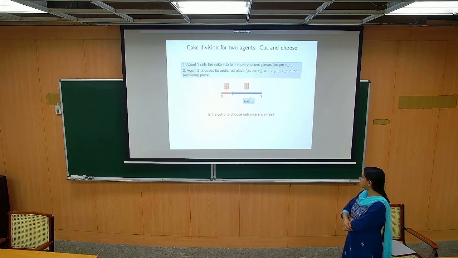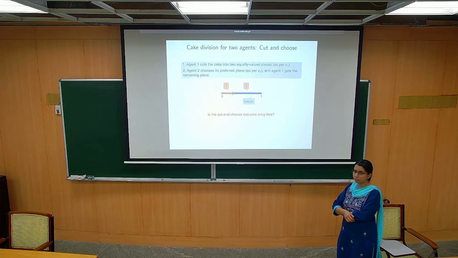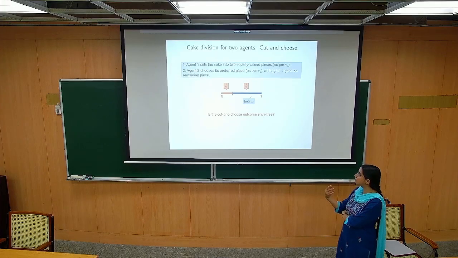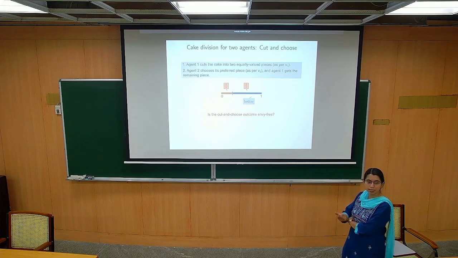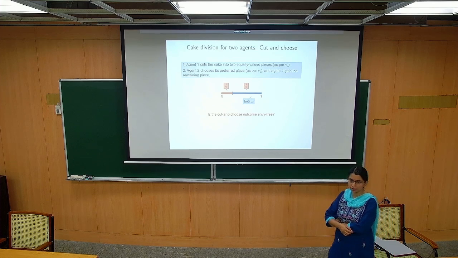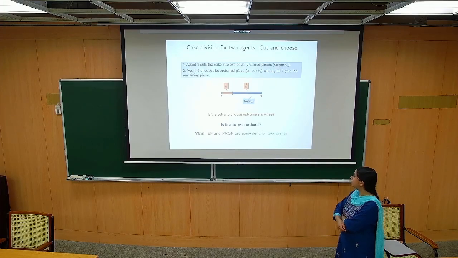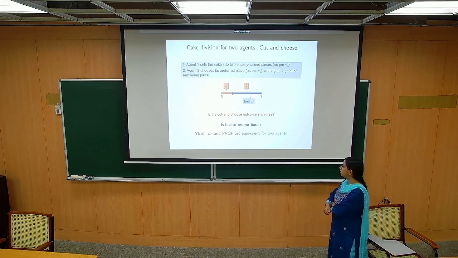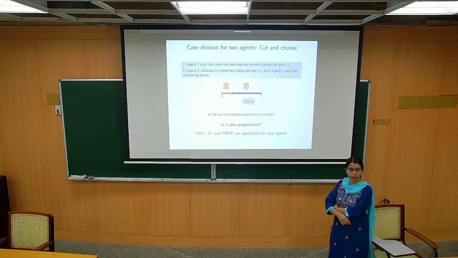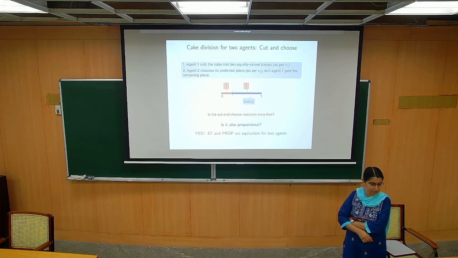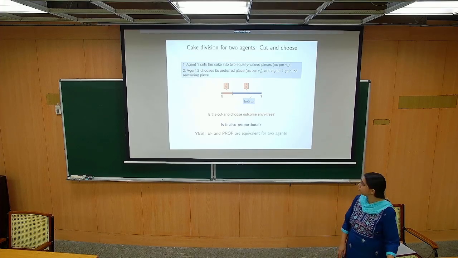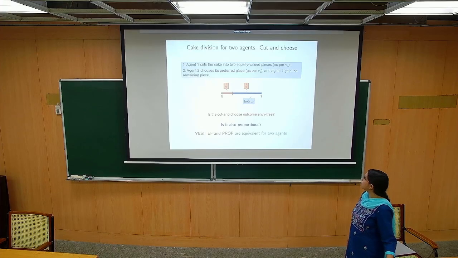So then, is it envy-free? Yeah. Agent 2 thinks that she has a better piece because she got a chance to choose the better piece. And agent 1 anyway has both pieces equal valued, so this is envy-free. And this is also proportional. In fact, we can show that envy-freeness and proportionality are indeed equivalent for two agents. And beyond two agents, they need not be. It's a very simple protocol. How many queries did we need?